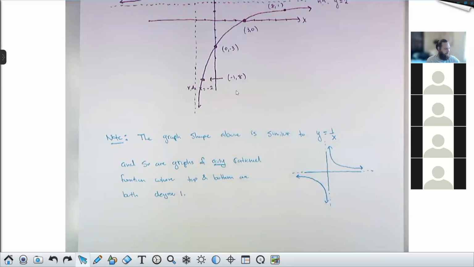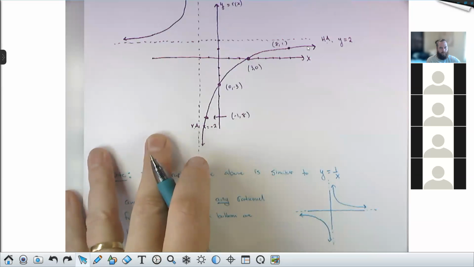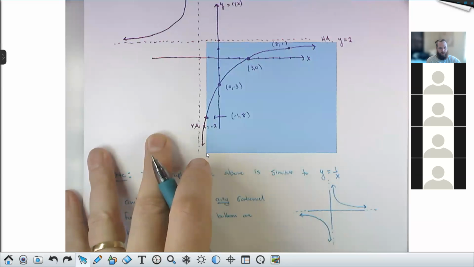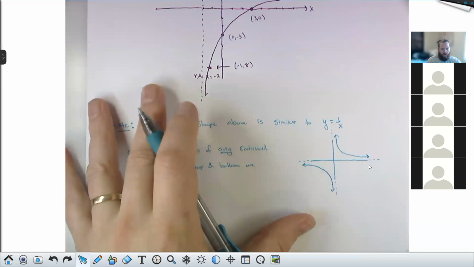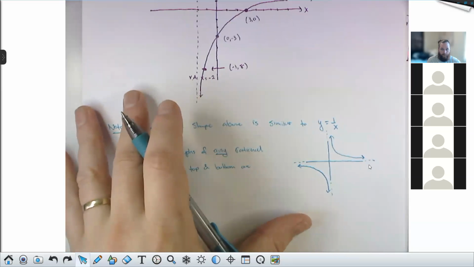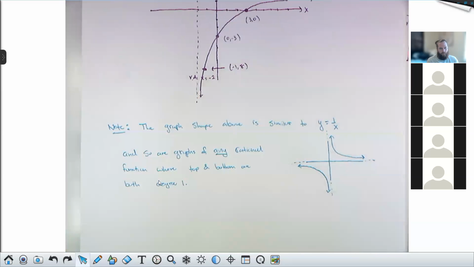It might look like this guy, where the branch is kind of down here in the bottom right quadrant. Or it might look like this guy, where this branch is up here in the top right quadrant. But it will always be the same basic shape, right? Just like all quadratics have that same basic shape of a parabola, all rational functions where the top and bottom are both degree 1 will have this same basic shape, which is called a hyperbola.